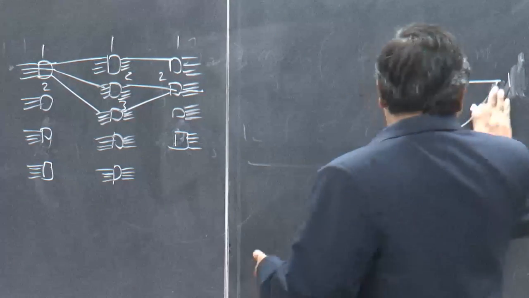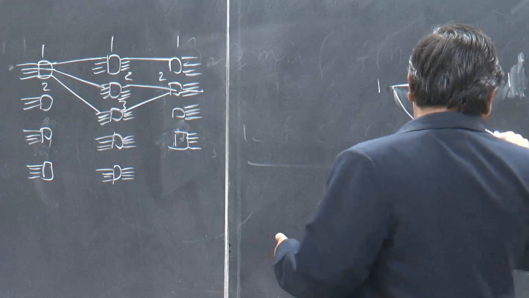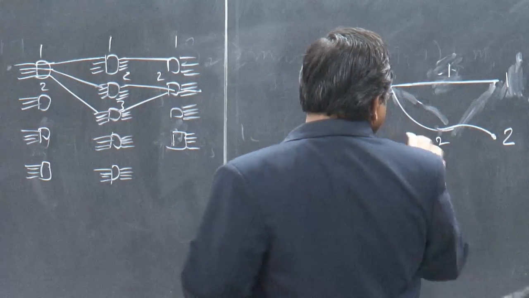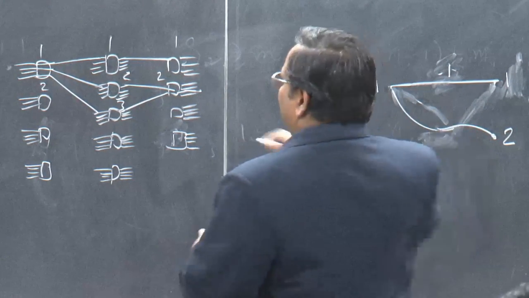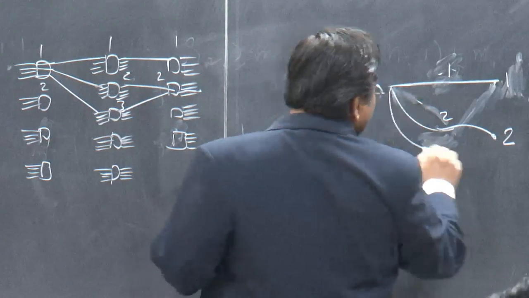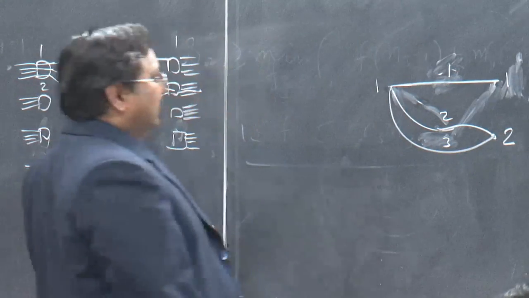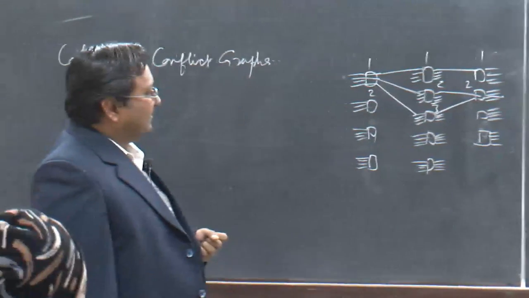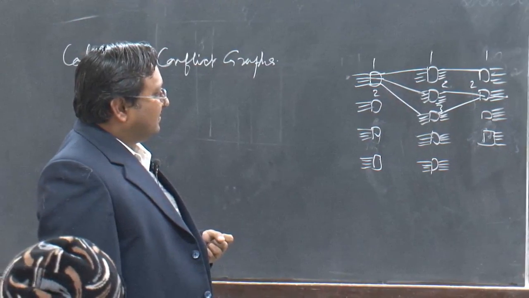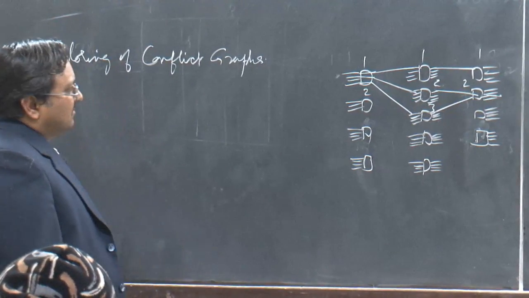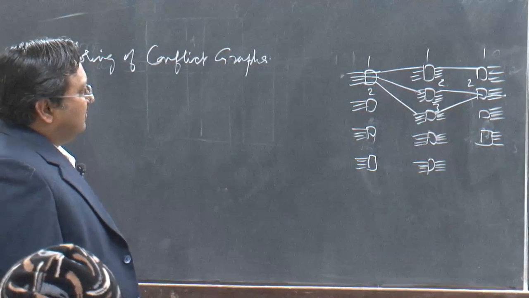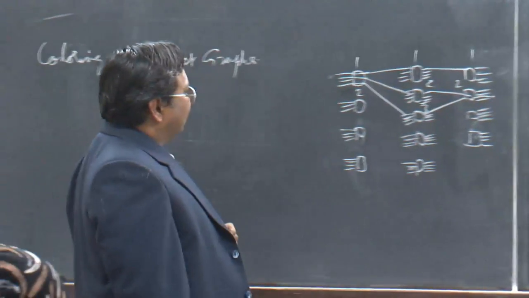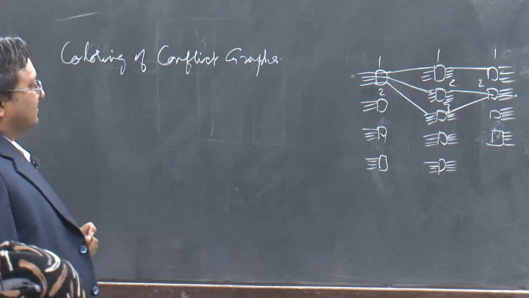No, 1 to 1 there is nothing. Yeah, right. It has to be 1 to 2. And this will be 2 and this will be 3. No, I think there is a problem here. I am making some mistake somewhere in this case.